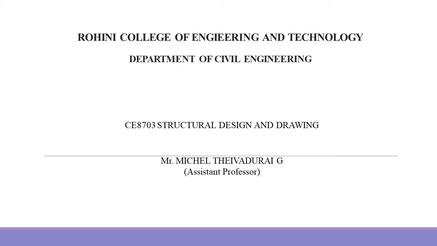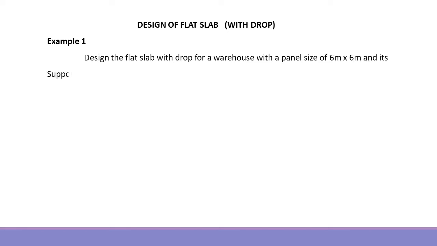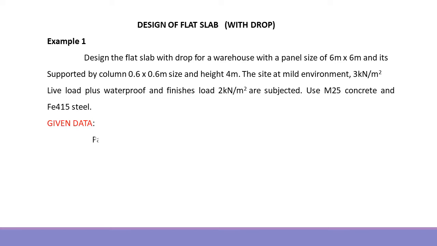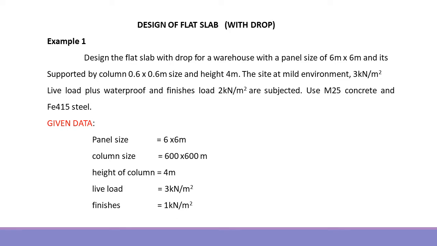Now today we will see the topic: design a flat slab with drop. Example: design of flat slab with drop for a warehouse with a panel size of 6 meter into 6 meter. In this question the panel size is given directly. Sometimes they will give the warehouse size, like 20 meter and 20 meter or 25 meter and 25 meter. But in this question it is given directly as a panel size of 6 meter into 6 meter.